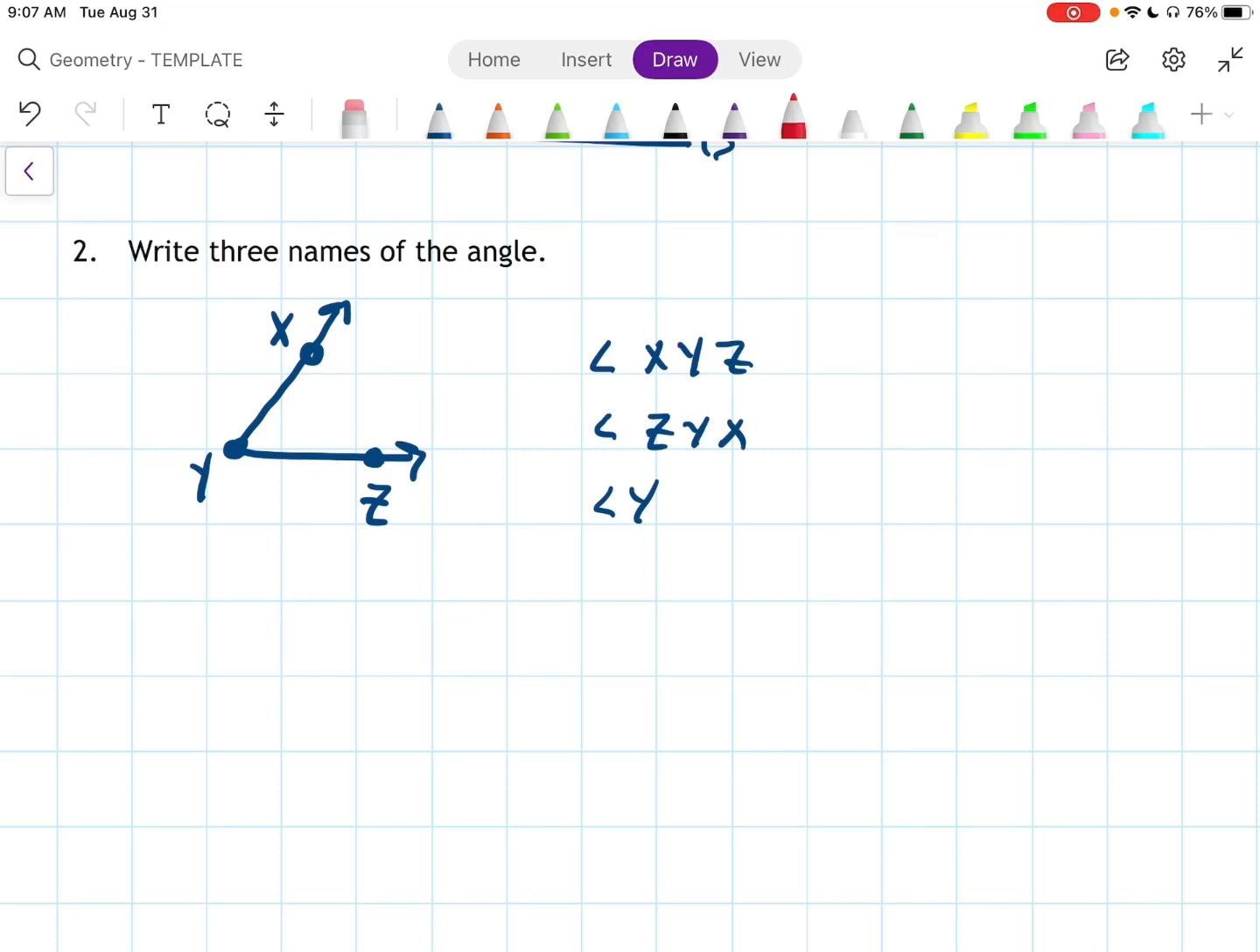The only reason that we can do that is because there's nothing else coming off this angle here. Now, if we had a ray here, and maybe this was A, then we could not say angle Y. Again, we can only say angle Y because there's nothing else there. All right, that's all.